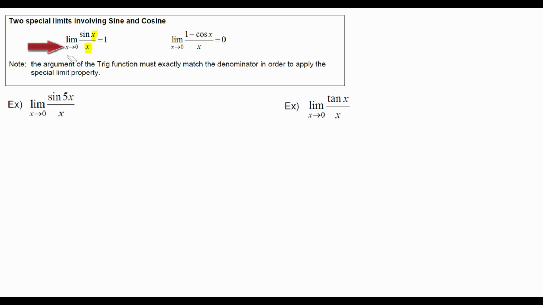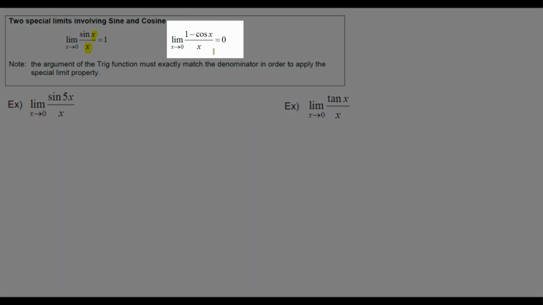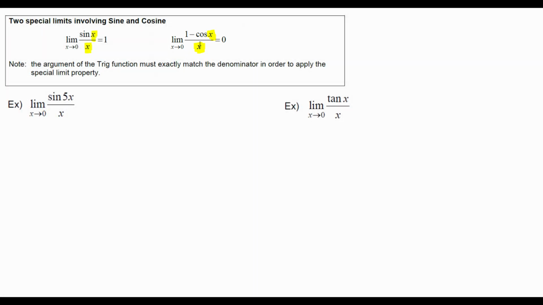So you don't necessarily have to fix this part, but make sure that the input for sine and the denominator match exactly. So does this limit. The input for the cosine function and the denominator has to match in order to use this property. So here is an example.